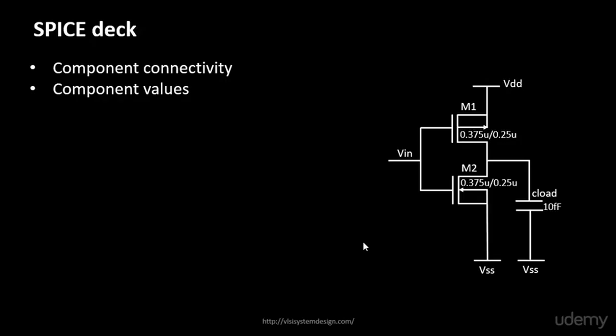By the component values, I mean the values for your PMOS and the NMOS. In this case, the PMOS is given a W by L of 0.375 by 0.25. It says your channel length is 250 nanometers or 0.25 micron, and your channel width is 0.375 micron or 375 nanometers. And the same we are going for M2. There is a scenario where the PMOS should be wider than the NMOS, and we'll come to the reasons for that. In this case, we'll just assume 0.375 for both PMOS and NMOS, so we are taking the same size PMOS and NMOS and seeing what happens in the characteristics.